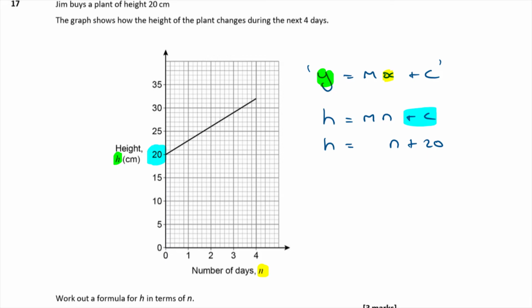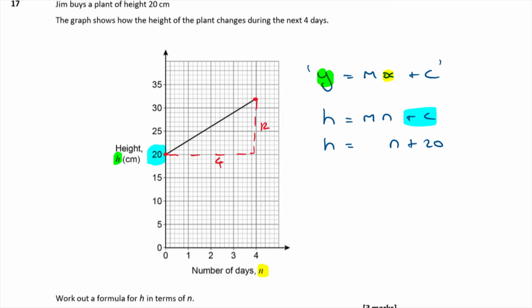Okay, now to find the gradient of a straight line, what you do is you take 2 points on that line. We're just going to take the end points, and I'm going to form a little triangle between them. And I'm going to see if I can work out what the change in y is and the change in x between those 2 points. Okay, now the height of that triangle, it goes from 20 up to 32. So that's got a height of 12 and it's got a length of 4, isn't it?